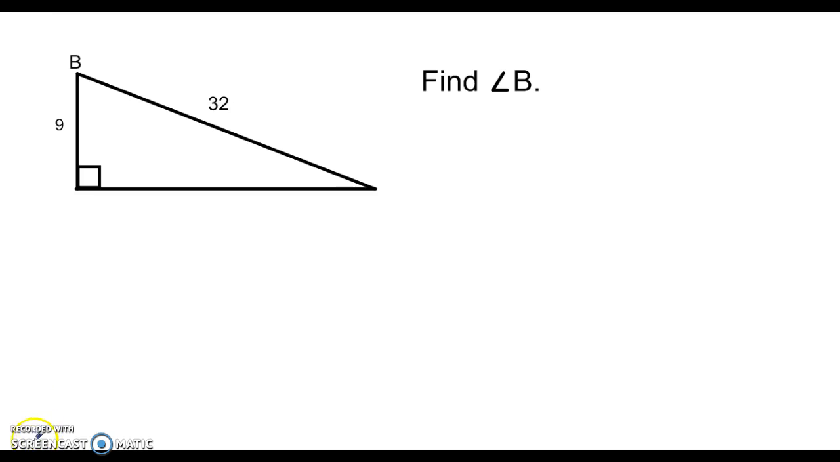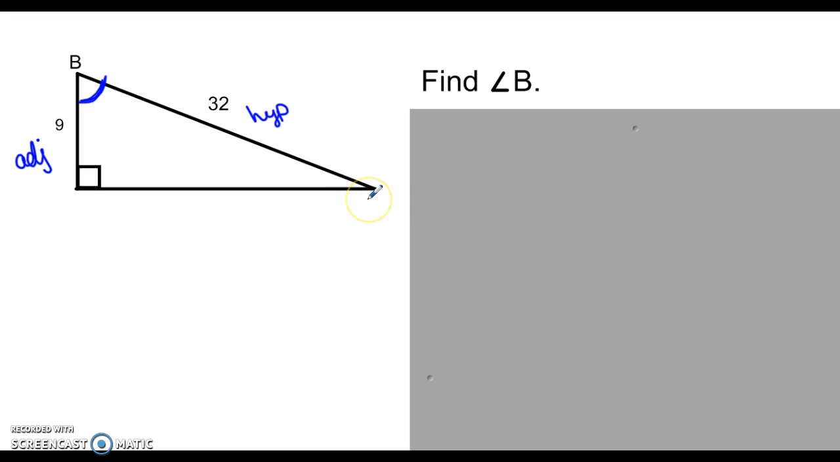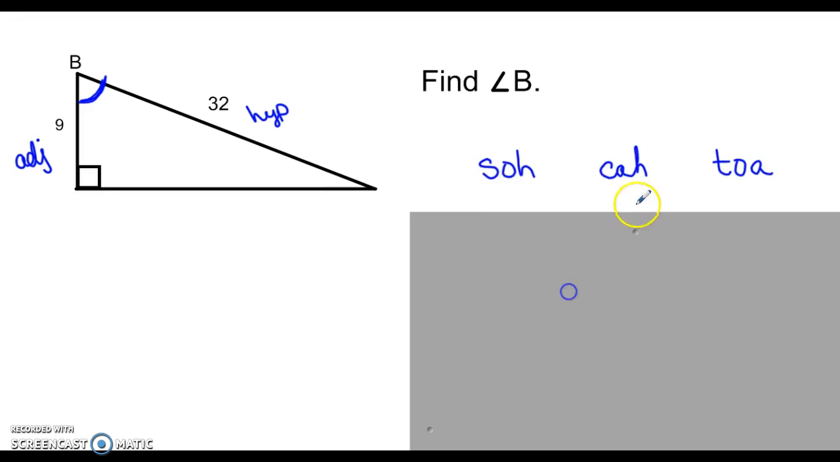So please pause the video and see if you can do this problem all by yourself. So as you can see, I've already marked up my triangle. Angle B is highlighted. The 9 side is my adjacent side. The hypotenuse is 32, and those were two givens. So if I'm looking at my SOHCAHTOA, I'm looking for adjacent and hypotenuse, and that of course is the cosine.